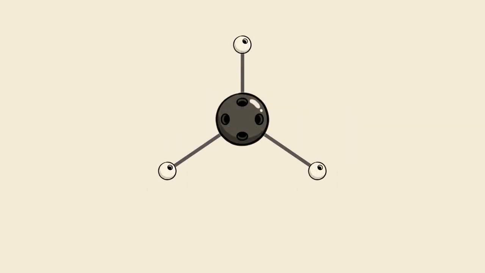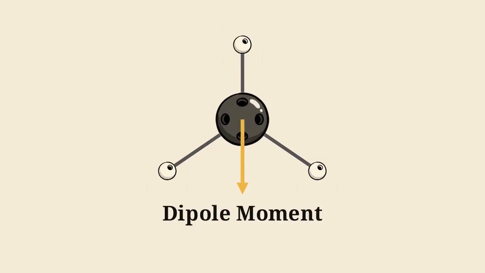But most molecules have more than two atoms. If a molecule has multiple bonds, it has multiple arrows pointing at the same time. The question we have to answer is, where do all those arrows point when you combine them? The final sum of all these poles is called the dipole moment. It tells us the true electrical nature of the entire molecule.